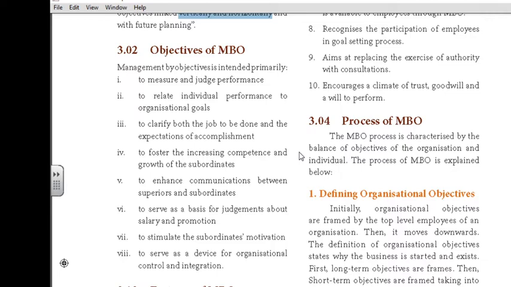Next, to clarify both the job to be done and the expectations of accomplishment. They look at the present and also the future. Next, for the increase in competence and growth of the subordinates. Of course, it is true. If the work is done by subordinates, they will be rewarded. The rewards may be promotions, salary increments, bonus, etc. And communication between superior and subordinates is very important to achieve the objectives.